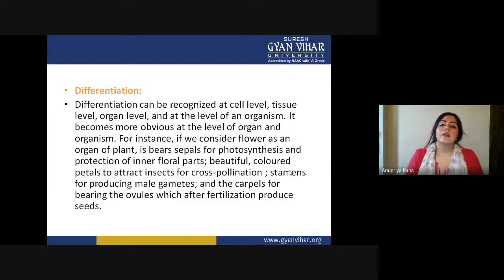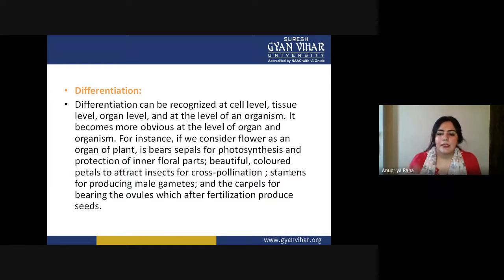When differentiation is recognized at the cell level, we will see each and every level and how differentiation works. It becomes more obvious at the level of organ and organism. For instance, if we consider a flower as an organ of a plant, it bears sepals for photosynthesis and protection of the inner floral parts, beautiful colored petals to attract insects for cross pollination, stamens for producing male gametes, and the carpel for bearing the ovule, which after fertilization produces seeds.